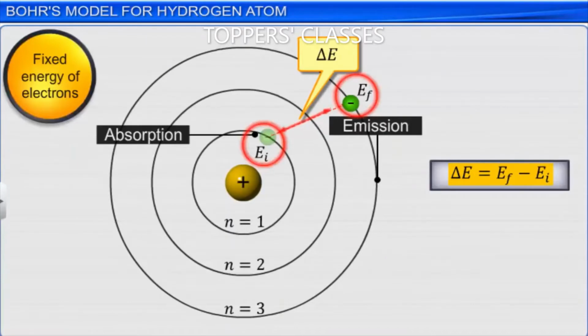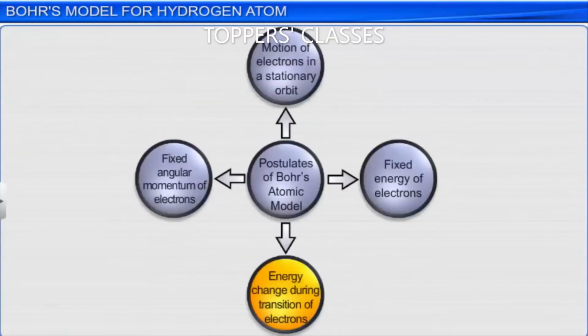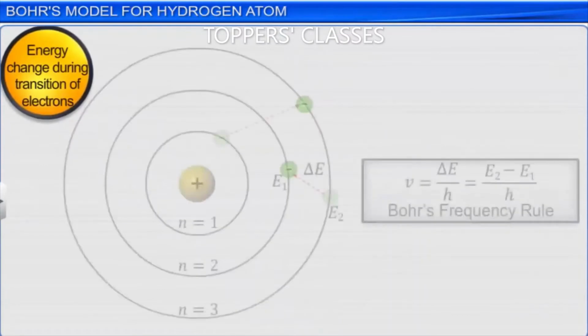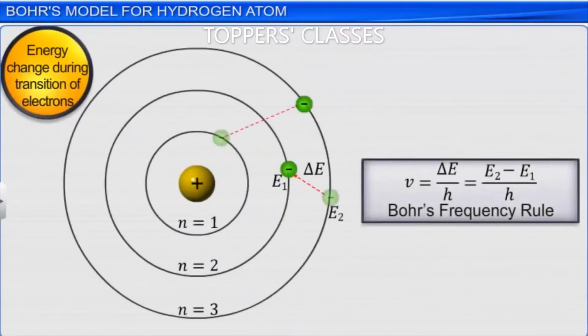The third postulate states that the frequency of the radiation emitted or absorbed can be represented by the equation ν = ΔE/h. That is, ν = (E2 - E1)/h, where E1 and E2 are the energies of the lower and higher stationary states, and h is the Planck's constant.